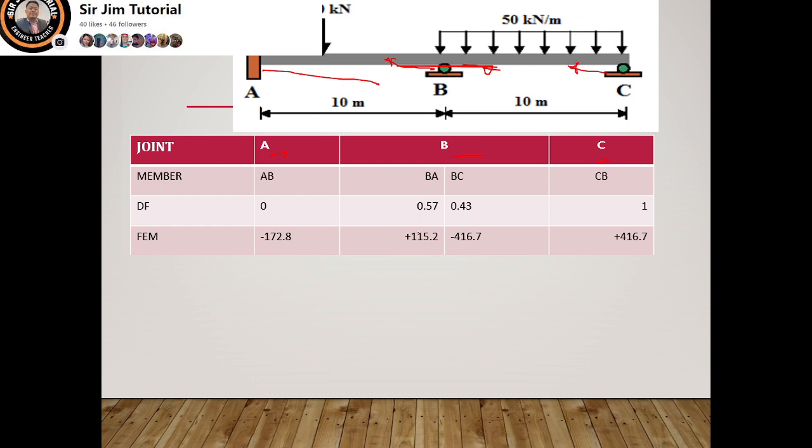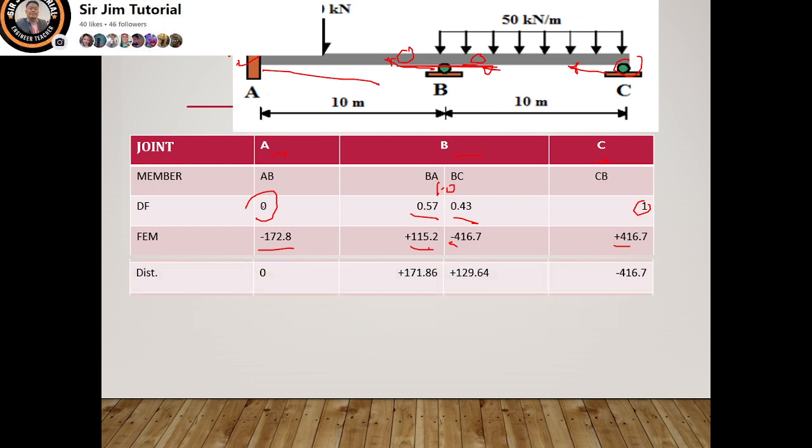We calculated already the distribution factor 0.57 for this BA, and then 0.43 for this BC. That's why 0.57 plus 0.43 should be equal to 1.0. Distribution factor is 0 when it is fixed here, and then distribution factor here is 1. We calculated earlier the fixed end moments, negative here, positive here, negative, and then positive. It's time to distribute. How are you going to distribute?